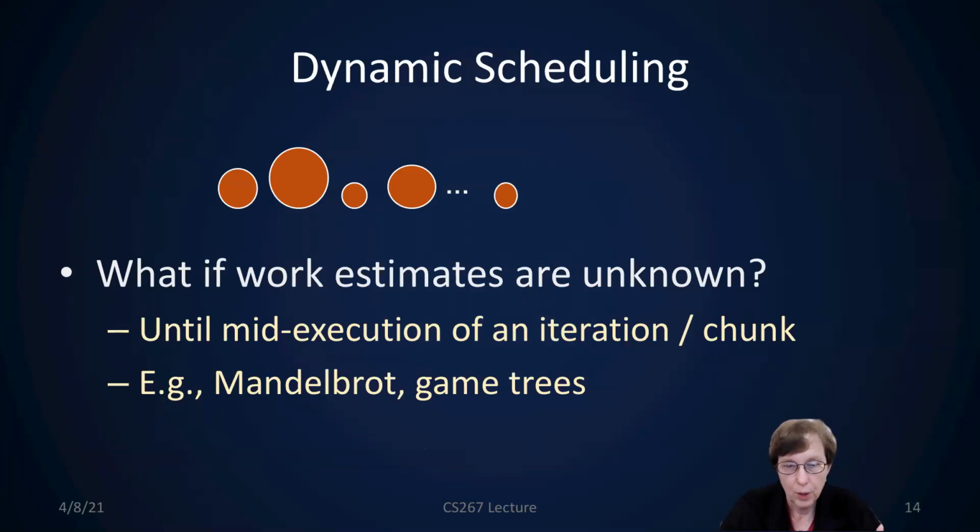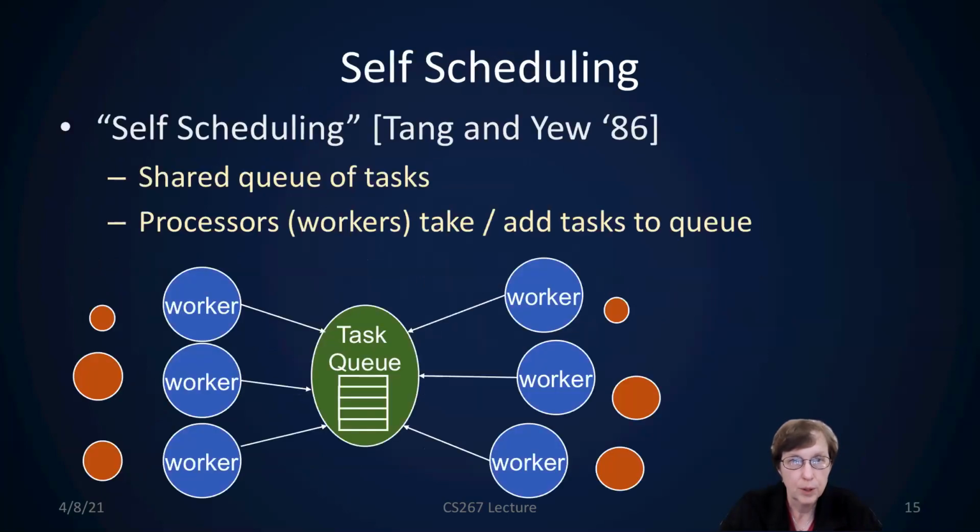So what if we don't know anything about the estimates? In the middle of the execution, these things are going to change. One of the oldest algorithms here, and you can see it goes back to 1986, is an algorithm called self-scheduling. This is just putting all the work into a task queue and then pulling it out and executing it on each one of the worker processors.